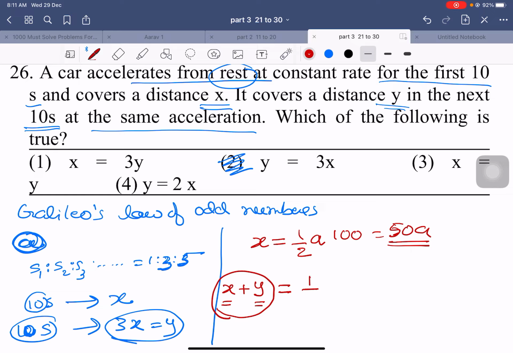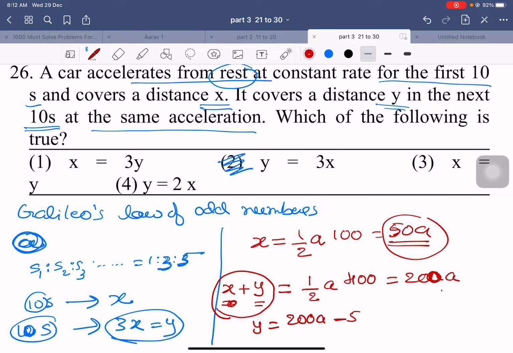So what we will write? Half into a into 20 square. 20 square is 400. 400 by 2 is 200a. So x plus y is 200a. Then y is equal to 200a minus x. This x will go here. 200a minus x, x is 50a. 200a minus 50a is equal to 150a.